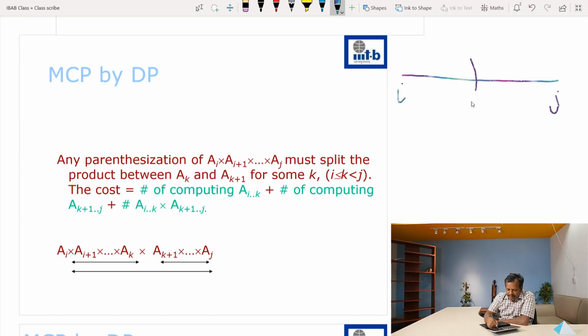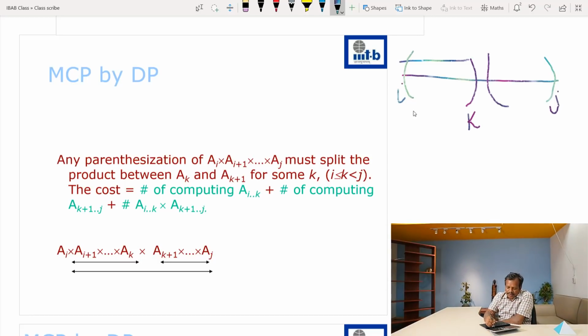Let us say that I am going to break it at k. The last matrix multiplication that I am going to do is this: I first recursively find from i to k, and then I recursively find from k plus 1 to j, and whatever these two matrices I get will be multiplied. This is the last multiplication our algorithm does. So, k can be anywhere between i plus 1 and j minus 1, right. If this is the case, we can recursively compute the best way to multiply matrices from i to k and from k plus 1 to j.